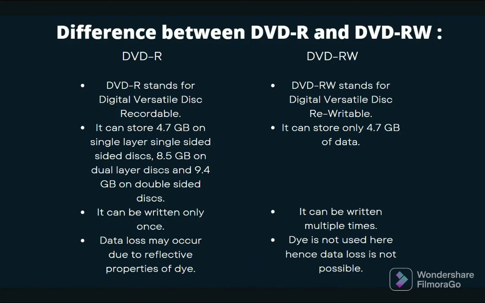Here are some differences between DVD-R and DVD-RW. DVD-R can store 4.7 GB on single-layer, single-sided discs, and 8.5 GB on dual-layer discs and 9.4 GB on double-sided discs. While DVD-RW can only store 4.7 GB of data. DVD-R can be written only once, while DVD-RW can be written multiple times.